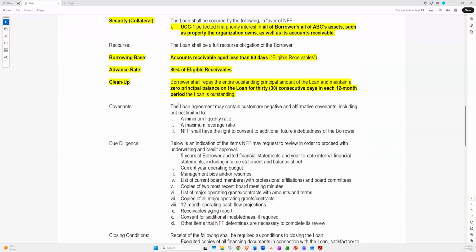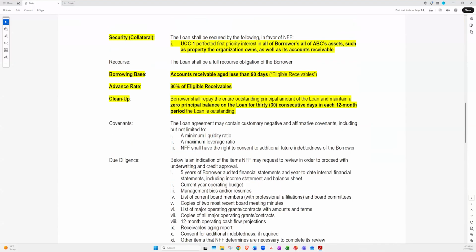Okay, just wanted to switch back to the term sheet. And I also want to make sure I'm understanding everything related to this cleanup clause. It says the borrower shall repay the entire outstanding balance amount of the loan and maintain a zero principal balance for 30 consecutive days over each 12-month period that the loan is outstanding. So this means that the line of credit has to be repaid for 30 consecutive days over any 12-month period. Is that right? Yeah, absolutely. You're going to need to plan for the cleanup at some point in the year. And that's best to do using those monthly cash flow projections.